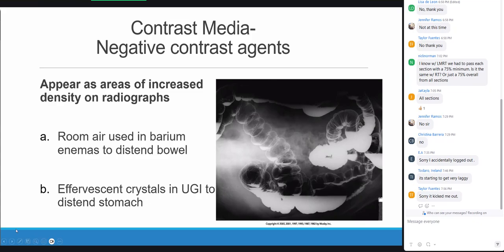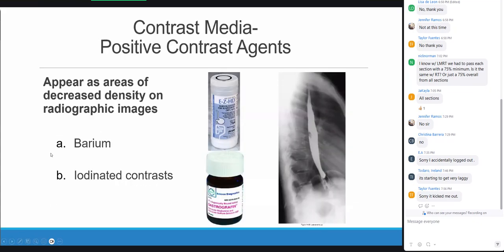Positive contrast agents, such as barium and iodine, do the opposite. They increase the absorption properties of whatever tissue they're contained in. So they're going to appear lighter in our film or in our images because they're going to absorb more X-rays. They increase the brightness. That's another positive. Negative contrast agents decrease the brightness of our image.